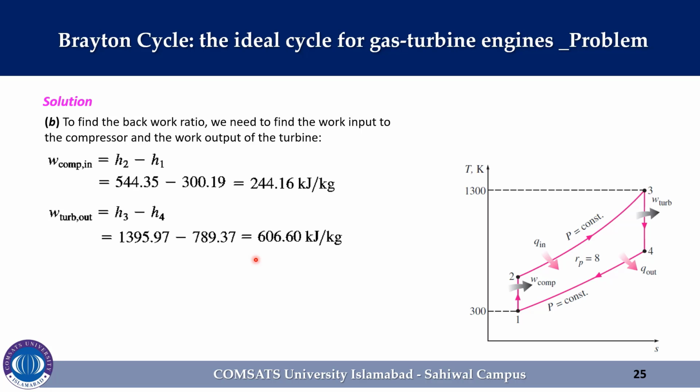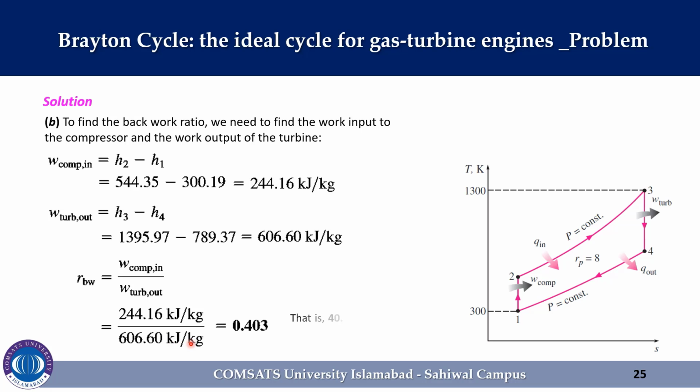After determining W out and W in, now we can find out the back work ratio by using the expression W compressor in divided by W turbine out. W compressor is 244.16 and W turbine is 606.60 kilojoule per kg. So the back work ratio will be 0.403. That is 40.3% of the turbine work output is just used to drive the compressor.